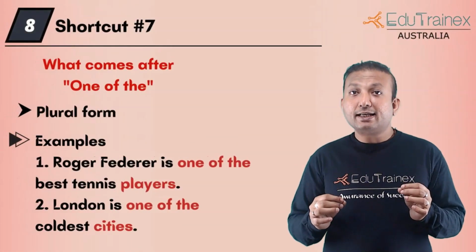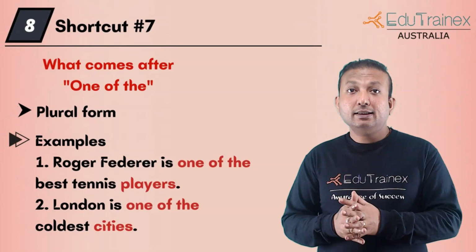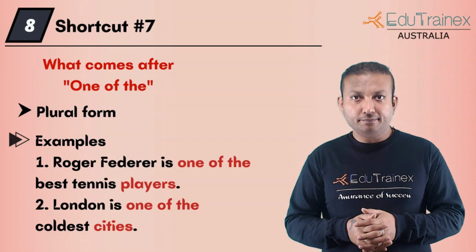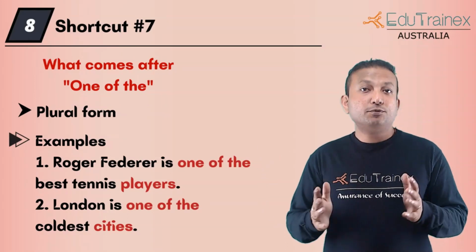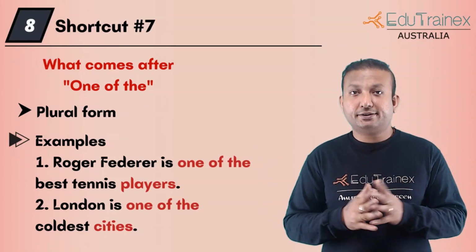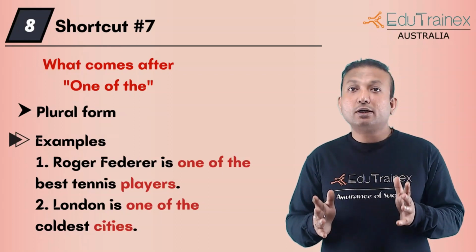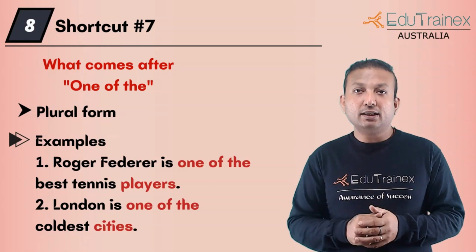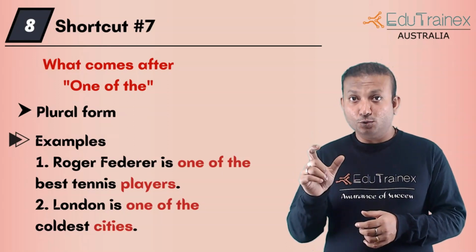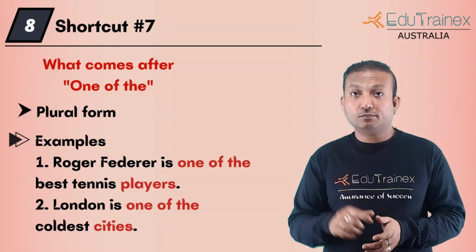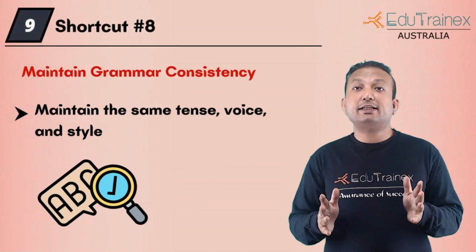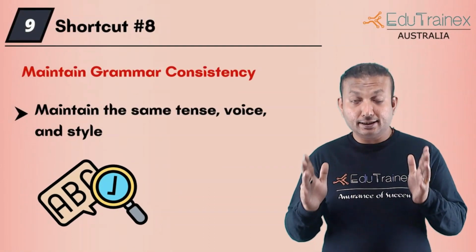For shortcut number 7, if you see a sentence that has "one of the" in it, then it always ends with a plural form. For example, Roger Federer is one of the best tennis players. London is one of the coldest cities. Notice players in example 1 and cities in example 2. They are in the plural form. Note it down.